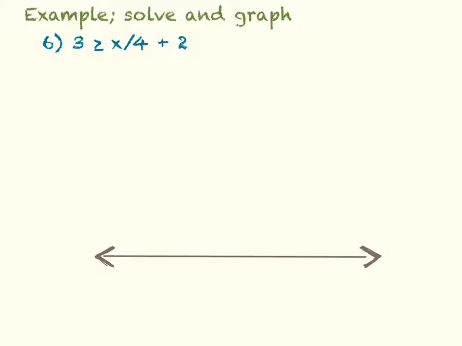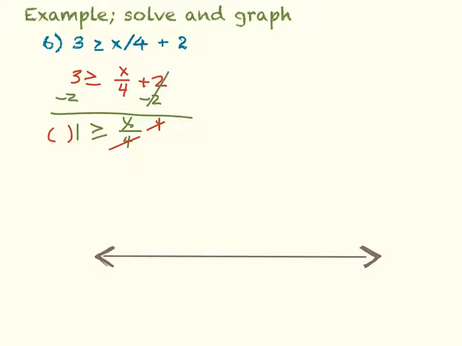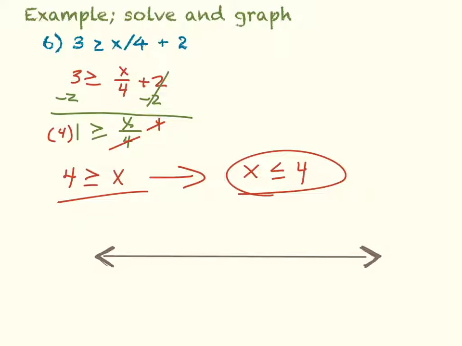In the last example, 3 is greater than or equal to x divided by 4 plus 2, or we could write it as 3 is greater than or equal to x over 4 plus 2. Start by subtracting the 2, and I get 1. 3 minus 2 is 1, is greater than or equal to x over 4. So I have to multiply both sides by 4. And 4 is greater than or equal to x, or x is less than or equal to 4. Either one is correct.